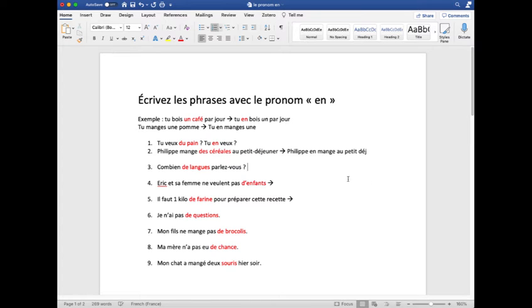Combien de langues parlez-vous? So how many languages do you speak? You want to replace it with en. Where does it go? Before the verb. Combien en parlez-vous? And notice here this is not imperatif, right? Because it's not giving an order. It's basically just inversion when it comes to asking questions. I don't remember if you do that in 101, but it's going to come at some point.